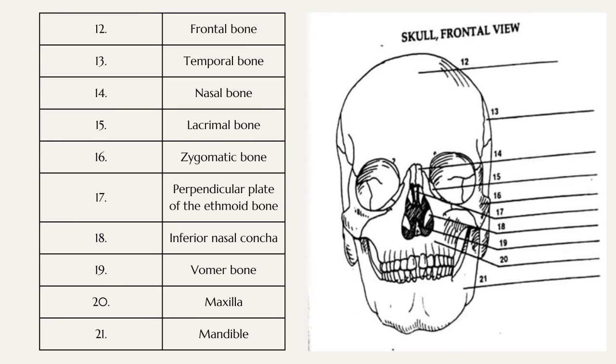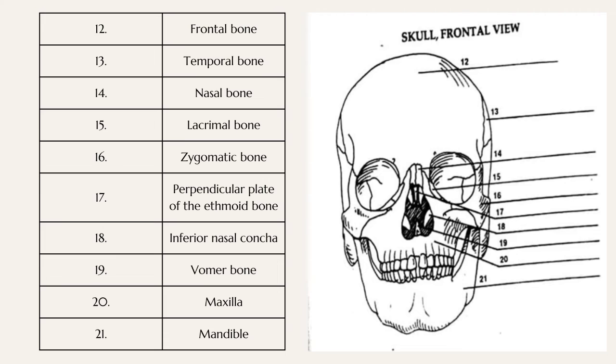Number 19 is vomer bone. The vomer is a small, thin, plow-shaped midline bone that occupies and divides the nasal cavity. The vomer's main job is to help the structure of the nasal passages and face.